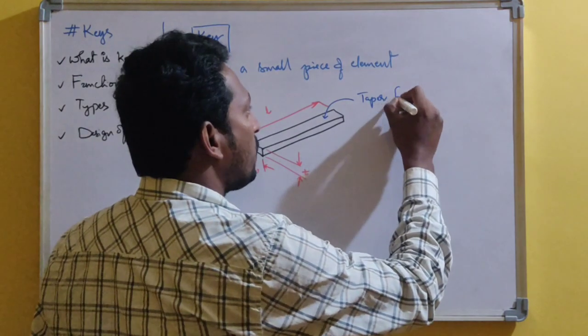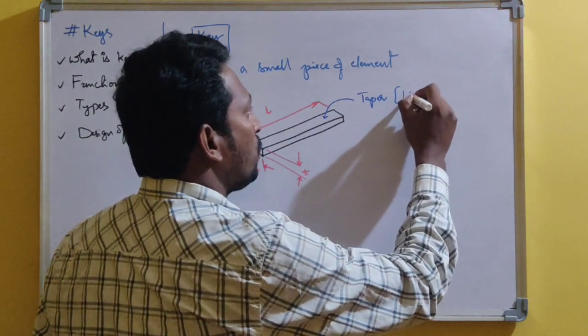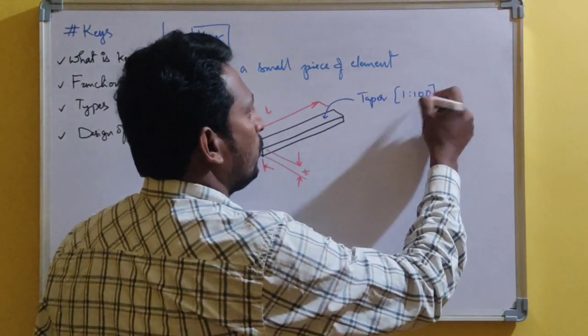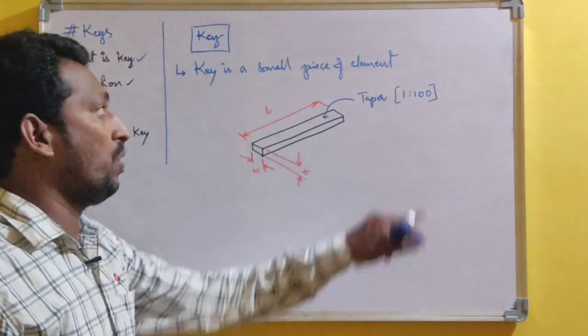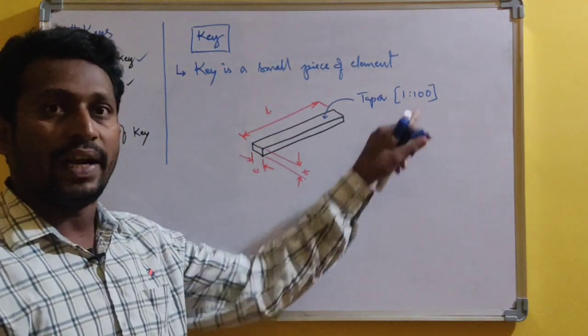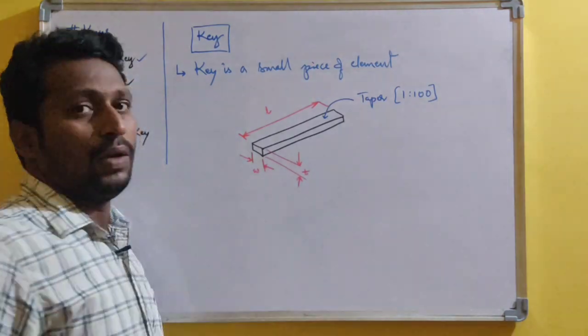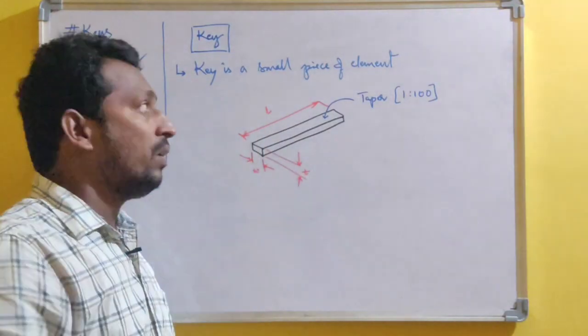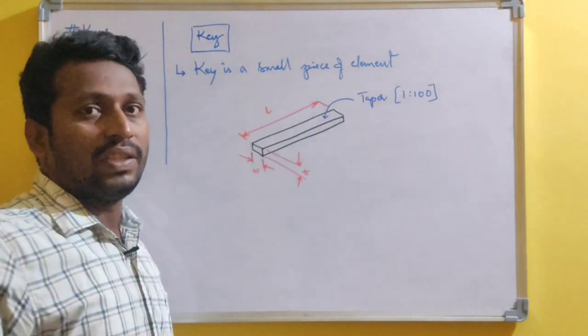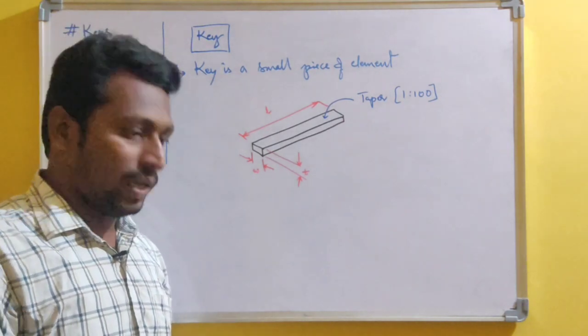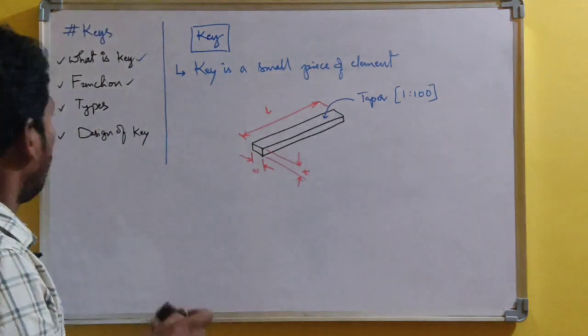That taper is 1:100. Okay, so this is the ratio for the taper to be provided on the top surface of the key only. Here it has a taper.